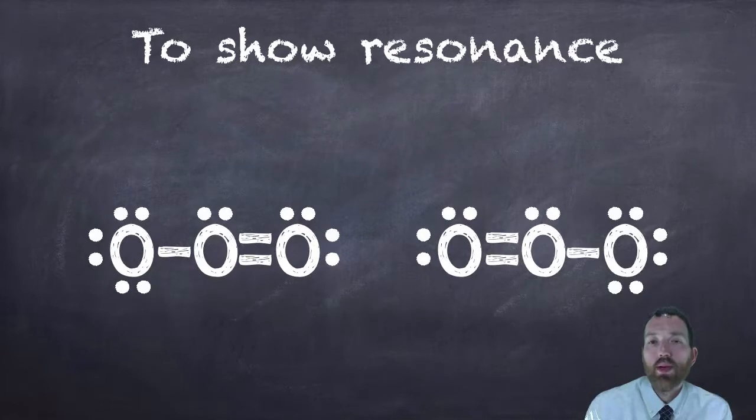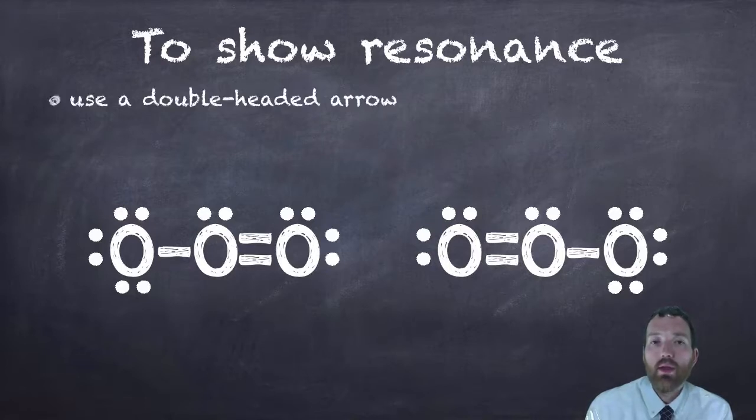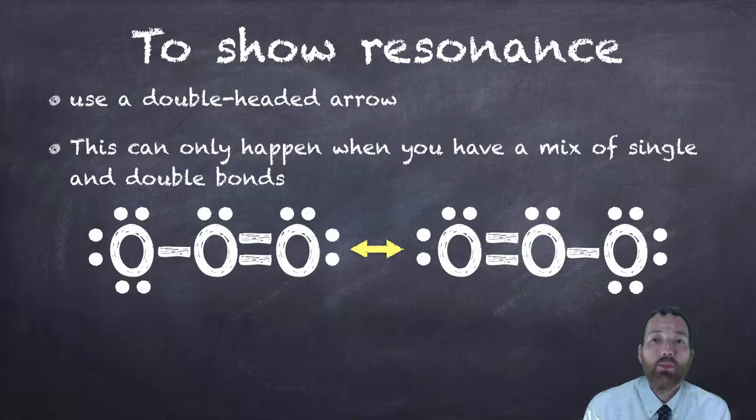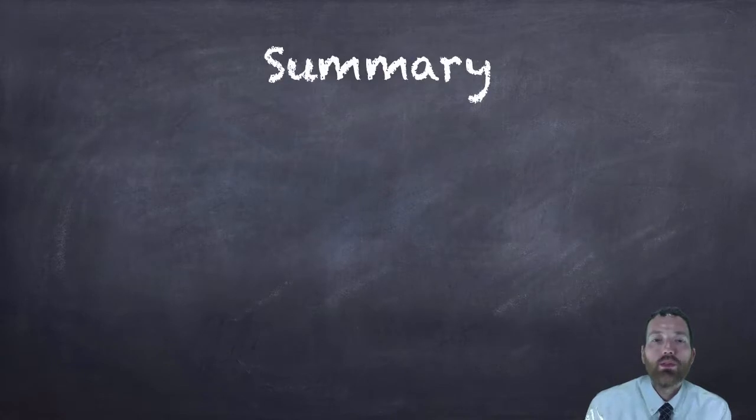So to show resonance in a structure that has resonance possible, it's kind of a pain, but you have to draw it twice. You have to draw it just like I have here, but then use a double-headed arrow between them. And this is showing that the molecule goes back and forth between both structures. That's what resonance is. This can only happen when you have a mix of single bonds and double bonds. And be on the lookout for it. I'm going to put it on one of your quizzes or tests to see who's really paying attention and remembers to draw it correctly. So let's wrap things up here.